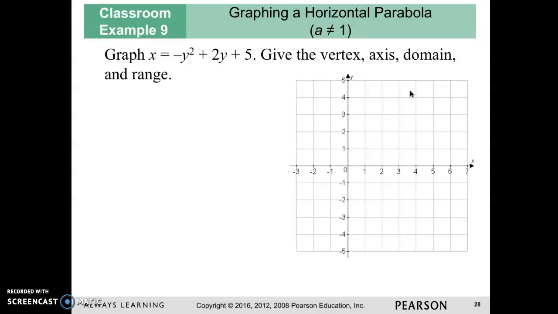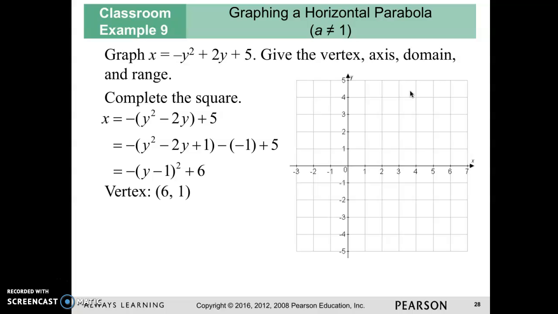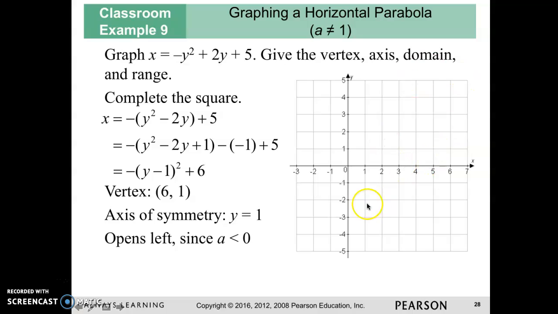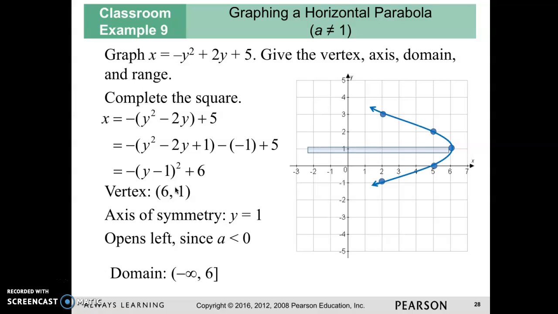And here's another example that I want you guys to do on your own as well. In this case, you have to use the complete the square method in order to solve for this, and then you're going to find your vertex. In this case, it's 6, 1. Axis of symmetry is always this number right here, which is 1. It's going to open to the left since a is negative. So these are just the set rules for this.